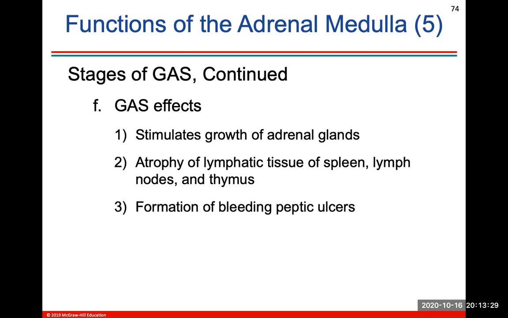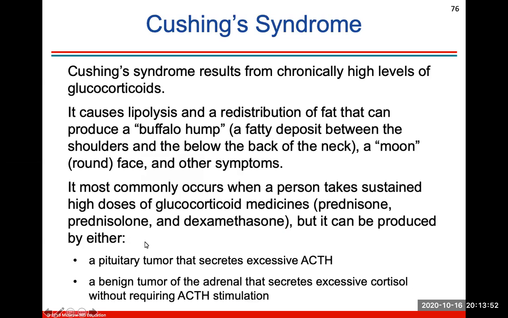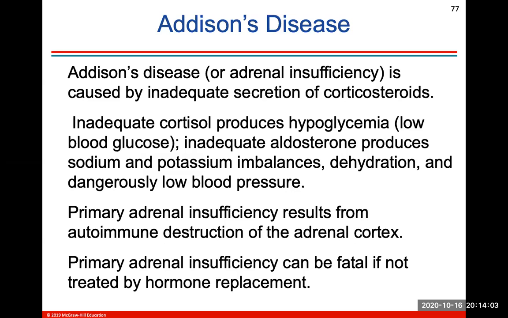I'm going to skip over the rest of this from here. This shows you how it's activated. A nonspecific stress will act on your higher brain centers to tell your hypothalamus to release the releasing factor, telling the anterior pituitary to release the adrenocorticotropic hormone, and then it'll tell it to release the cortisol from the adrenal cortex. You can read through Cushing's syndrome on your own. It's chronically high levels of glucocorticoids, but I won't probably ask you about these in your test. Addison's disease is caused by inadequate secretion of corticosteroids.